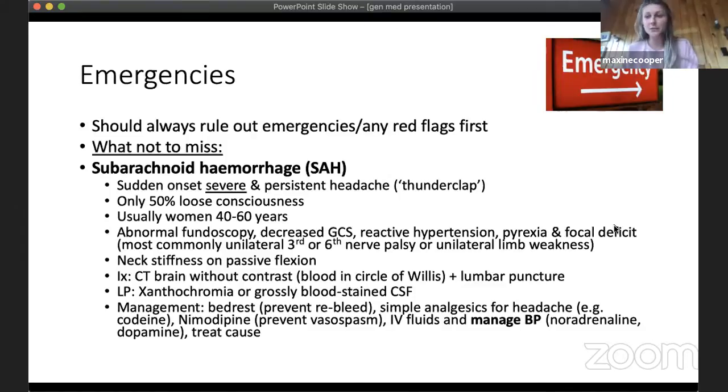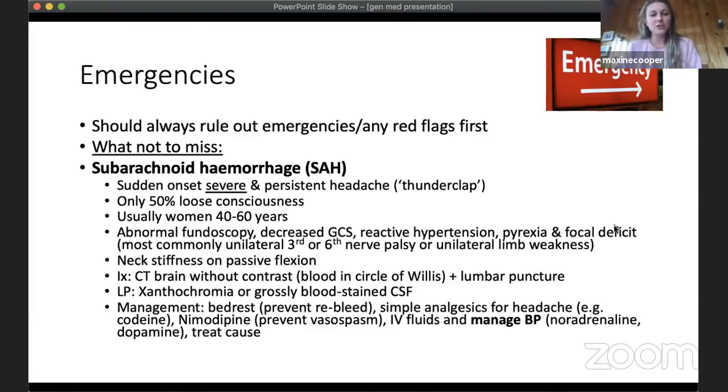Important investigations for this, you want to get a CT without contrast, and as I'm sure you've seen, that kind of spider-like appearance, you can Google it, within the circle of Willis. And you want to get a lumbar puncture, which is helpful for the diagnosis of this. And what you're looking for is the xanthochromia, so it's that yellow or that breakdown of the red blood cells, or grossly stained cerebrospinal fluid as well.